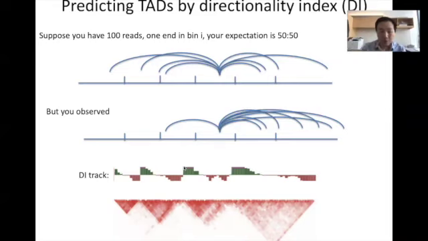So the beauty of this is that once you align this directionality index, this is downstream, this is upstream, you can see they align really perfectly with the triangles, right? And conceptually, this is also very simple. You just have the interaction bias, and then you can just write an HMM model to call the TADs. So this is what we did back then, and this is what you will do in this week's homework.